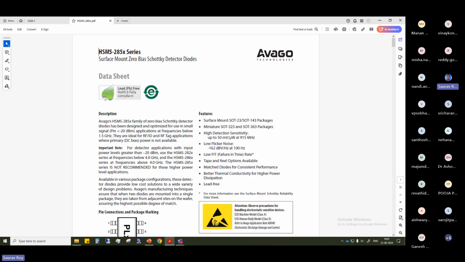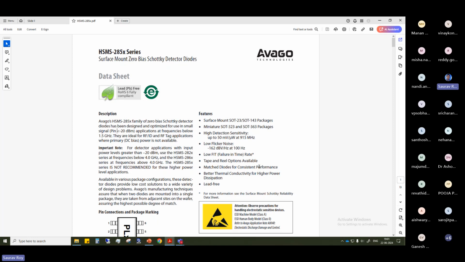This is one diode datasheet we generally use. It's called the HSMS 285X series, from Avago Technologies or Broadcom. See what it says: surface mount zero bias Schottky detector diodes. The important part is zero bias; it does not require additional biasing. It has been designed to optimize use in small signal, P in less than minus 20 dBm. Even with very little signal, it will work. These are very useful diodes with high detection sensitivity and low noise.